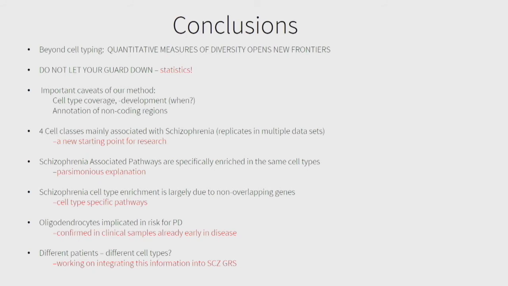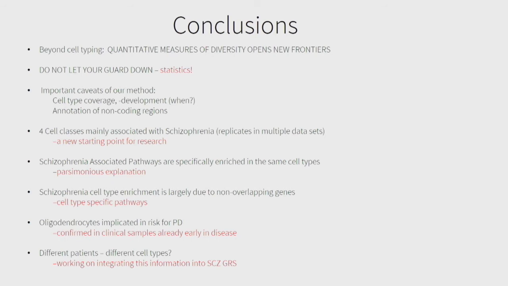And then I think the other major caveat is that we have a very bad annotation of the non-coding regions. The SNPs for schizophrenia, for instance, are all in gene regulatory regions. Very few of them are actually in the exons. And having a better method to call which SNP actually affects the gene would make this method much more reliable. Okay, but with those caveats, we see four larger classes mainly associated with schizophrenia, and this replicates in multiple datasets.